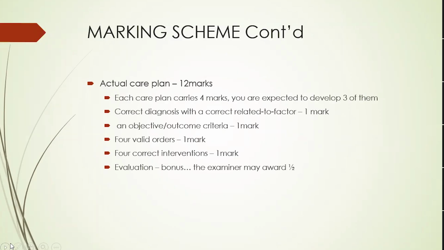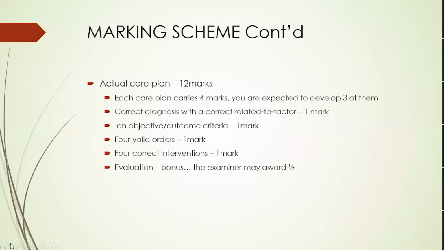Each care plan carries 4 marks. So we mark 3 correct nursing care plans. That means that if you're able to do 4 of them, because you have 4 problems stated, then we are going to take your 3 best marks. So for instance, if you had 3, 4, 2, 1, the 1 becomes the least mark. So we are going to take 3, 4, and 2. Please, do we understand? Or are we together?